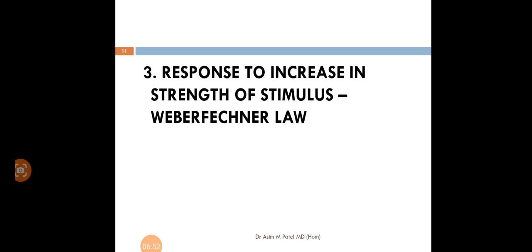Third one is the response to increase in the strength of stimulus, called the Weber-Fechner law. According to this law, for example, if you give a certain strength of stimulus, you will get a certain strength of response. If you want to double that response, then you have to increase the strength of stimulus by 100 times. So this is called the Weber-Fechner law.